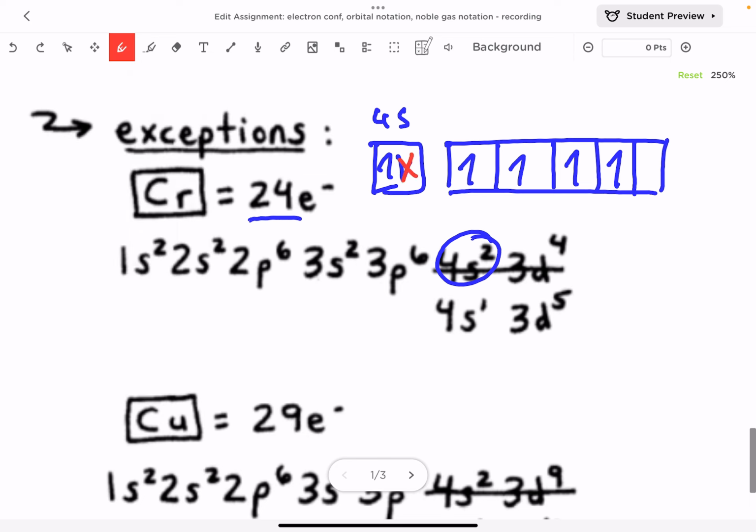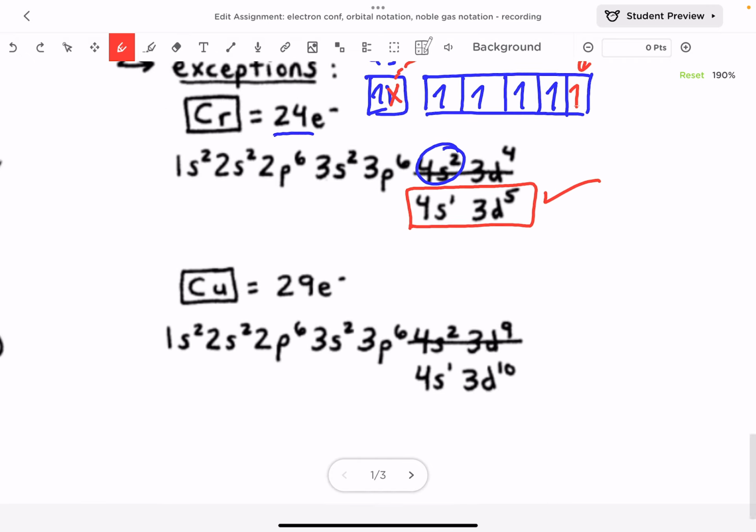and fill this last orbital to have a half filled orbital. This is more stable. So chromium, we don't write the configuration as 4s2, 3d4. We change it to 4s1, 3d5.